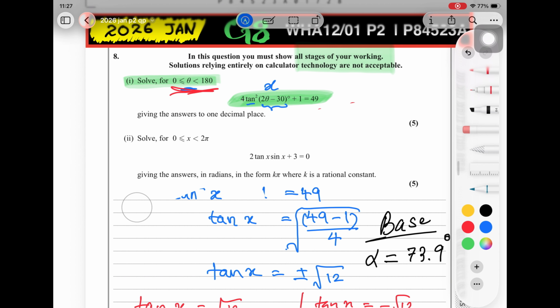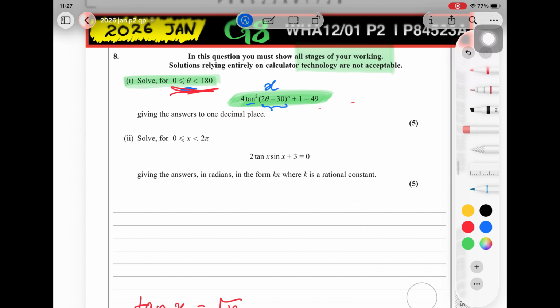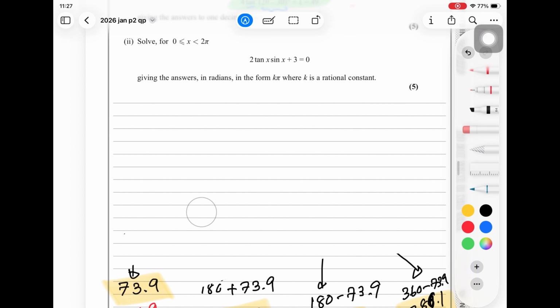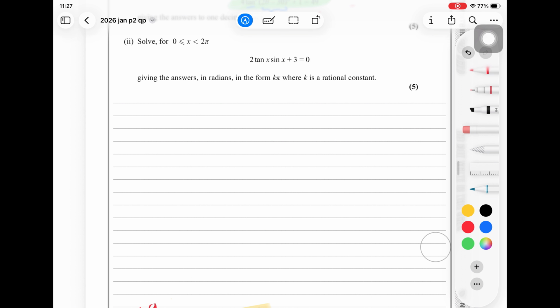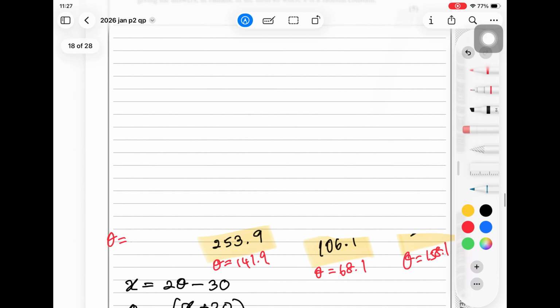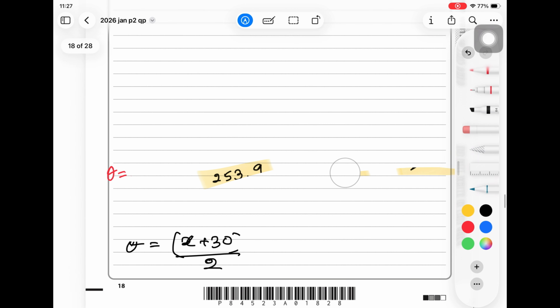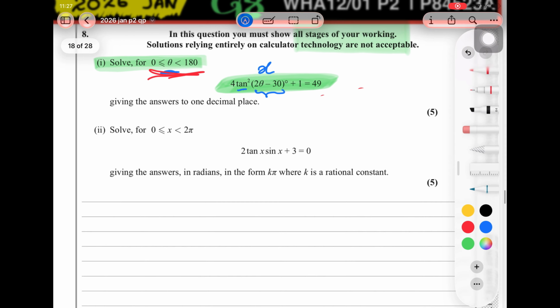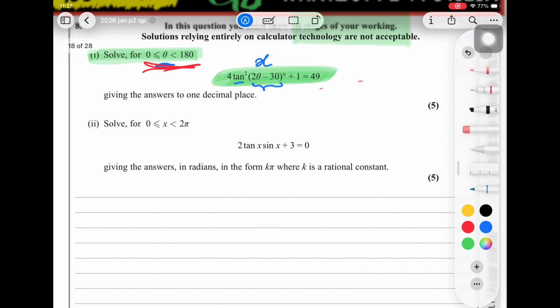Now let's clean our unwanted highlights, because we can do part 2 right here itself. It will be cleaner when you look at the question and do the answers, rather than going to an entirely different page. So let's utilize this space.